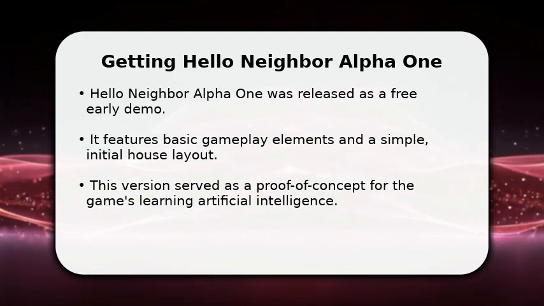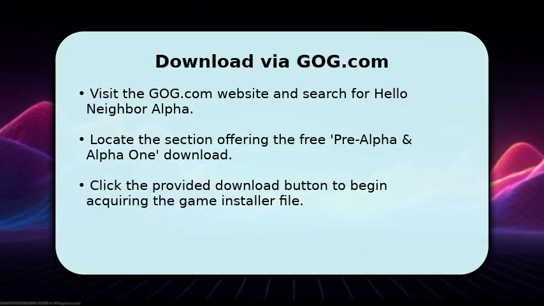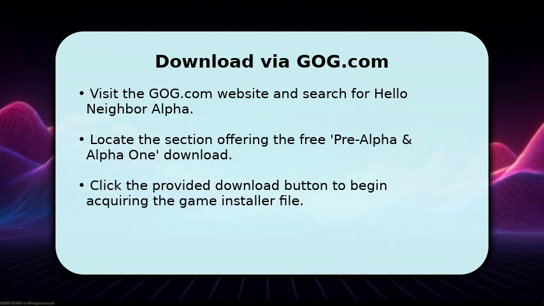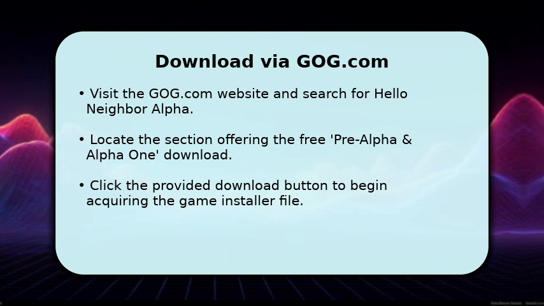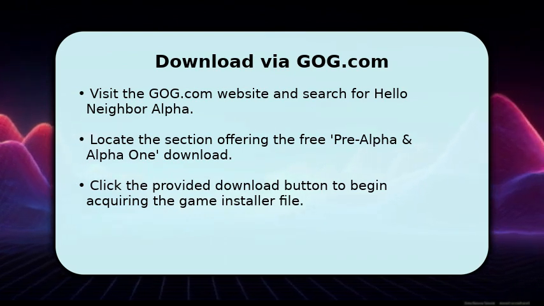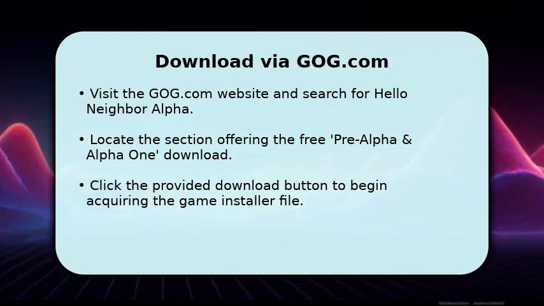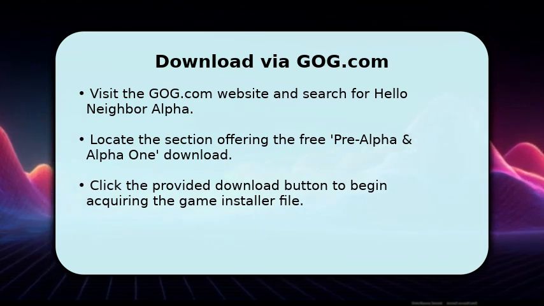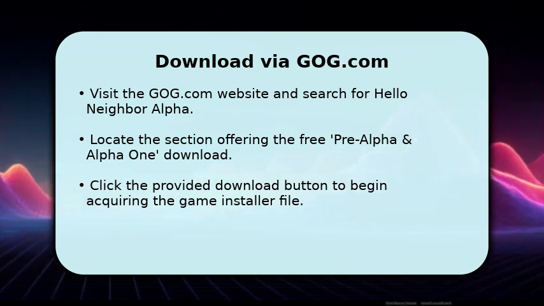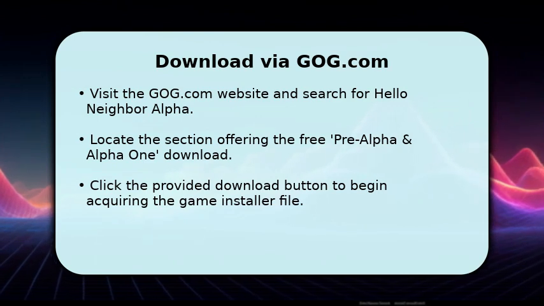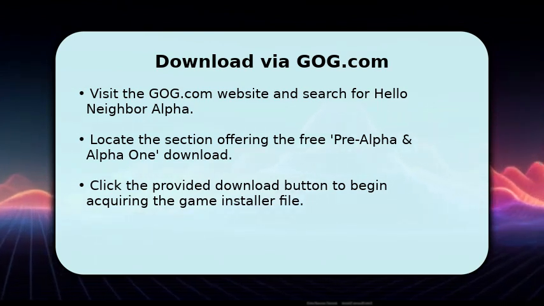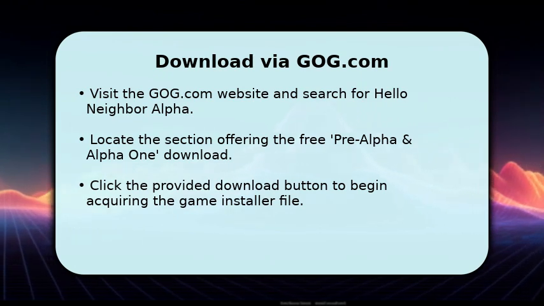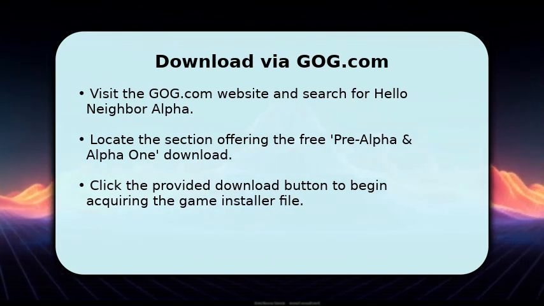a constantly evolving challenge. One straightforward way to obtain Alpha 1 is through GOG.com. Simply navigate to their website and search for Hello Neighbor. You will find a dedicated page for the alpha version, which is clearly marked as a free early demo. Look for the download link or button, usually prominent on the page, and click it to start downloading the game's installer. This method ensures you get a legitimate and complete package.